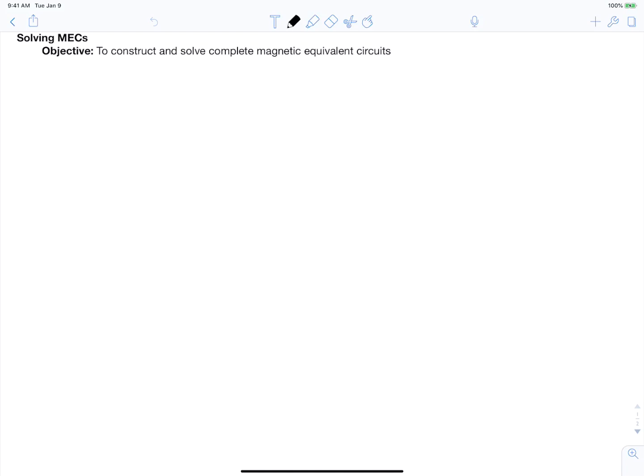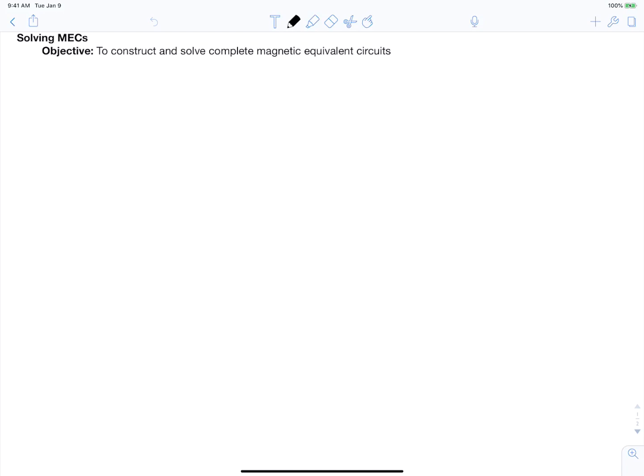The objective of this video is to construct and solve complete magnetic equivalent circuits. We've been spending a considerable amount of time developing magnetic equivalent circuit elements for coils and steel regions as well as permanent magnets. In this video, we're going to consider connecting our various elements together to form a complete reluctance network, solving the reluctance network, and then using that solution to calculate our various field quantities.